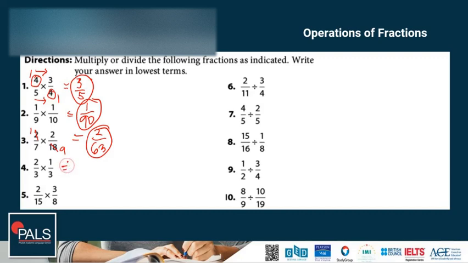Okay, number 4. They're all in lowest terms. So we can just multiply across. So 2 times 1 is 2. 3 times 3 is 9.